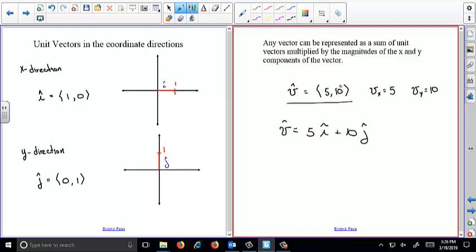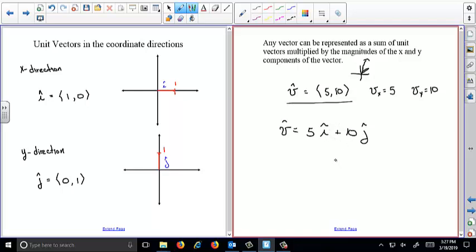So here we have these angled brackets. This is the x component, this is the y component of the vector. And based on that, we can draw a vector from the origin to some point out here, which would have 5 units in the x direction and 10 units in the y direction.